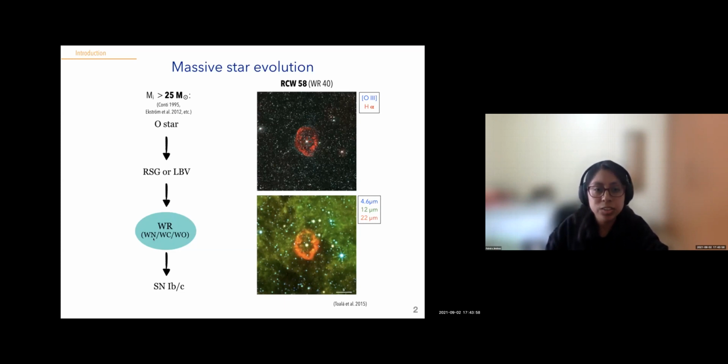Wolf-Rayet stars can be nitrogen-rich, carbon-rich, or oxygen-rich. In some cases, there is nebular material around these stars. Here, I show you an example, RCW58 around Wolf-Rayet 40, and the upper panel shows the optical nebula and the bottom panel shows the infrared counterpart.